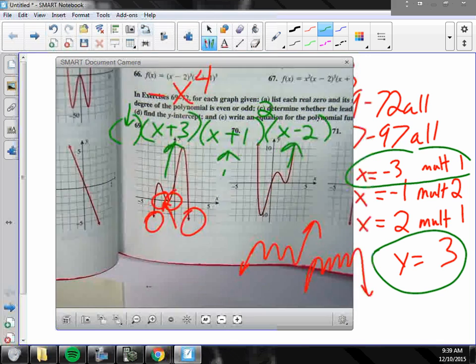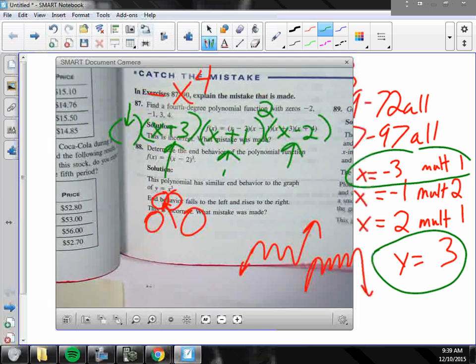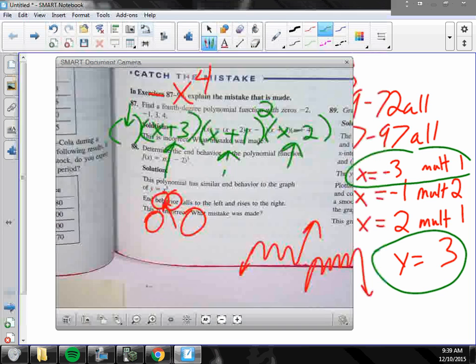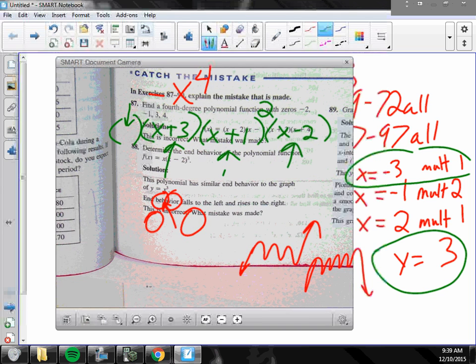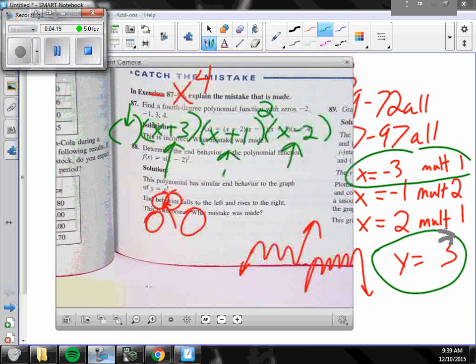The next, so you're skipping all the story problems, and then you're going to go to the catch the mistakes and the true and false section. Okay? The true and false that sometimes are not actually true and false. Okay, good luck.